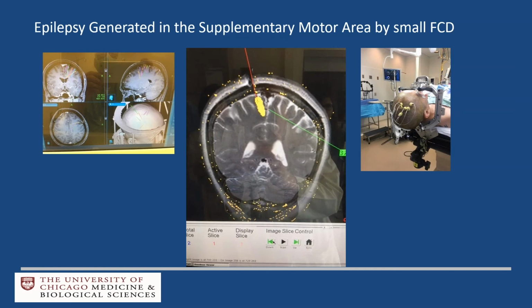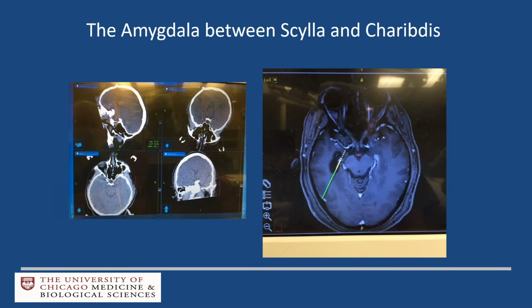Very, very close to highly eloquent cortex, as you can see, but this can be safely done if you have precise localization control of your laser fiber by CT. The other most common application for epilepsy is amygdalohippocampectomies, which we now do almost exclusively as interstitial laser ablations, and there you have to be sure that you cover the medial parts, but you don't start to burn the tentorium, to avoid cranial nerve deficits.